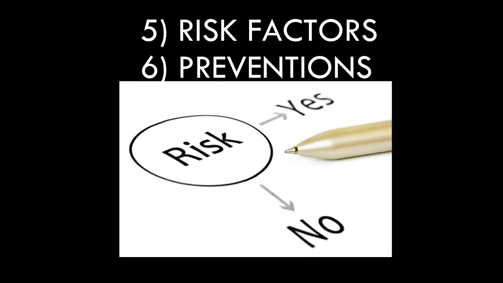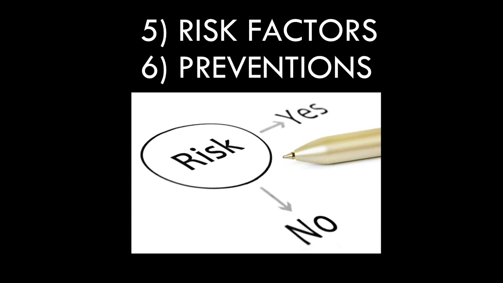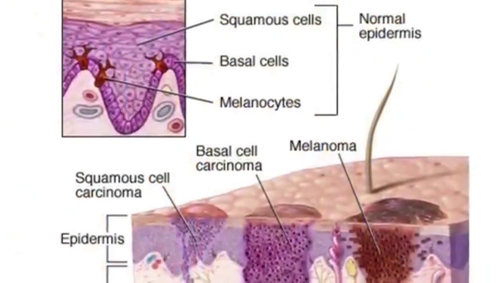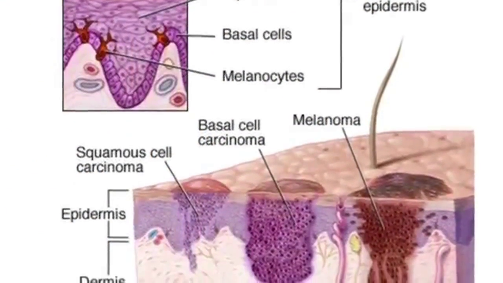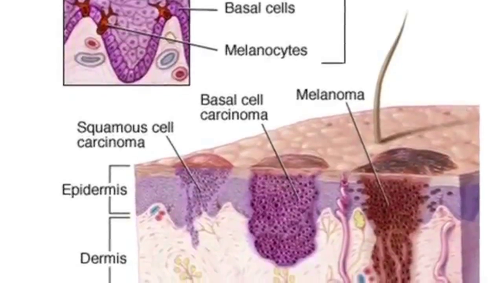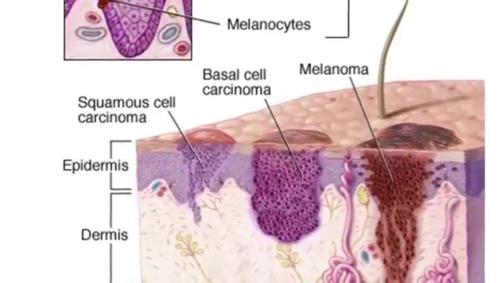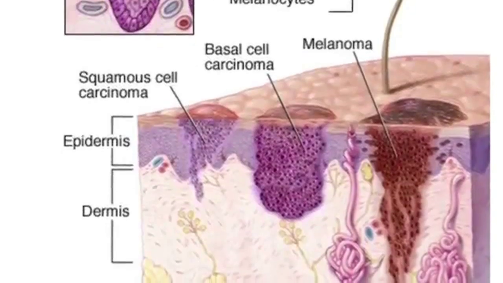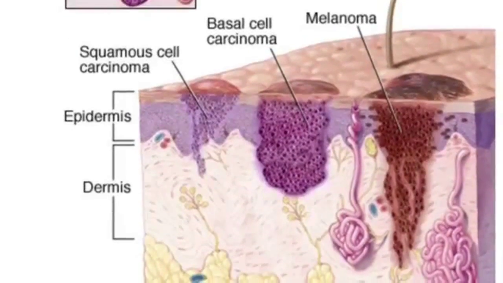And finally, 5 and 6. Risk factors of skin cancer and osteoporosis, and activities to prevent diseases. Skin cancer is the abnormal growth of skin cells that most often develops on skin that is exposed to the sun, although it can also occur on areas of the skin that are not ordinarily exposed to sunlight.